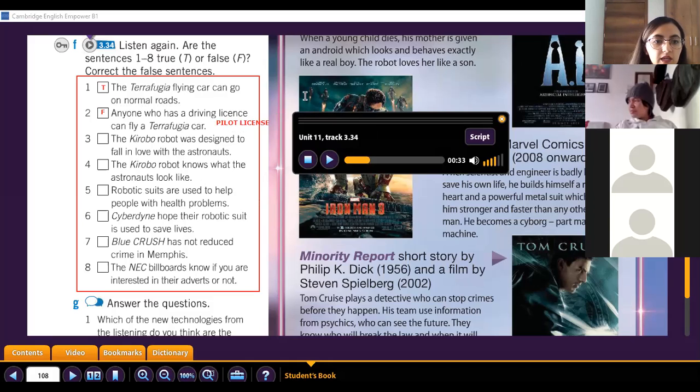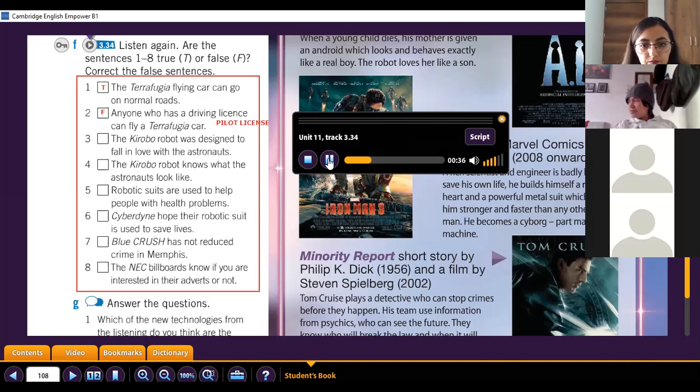We're going to listen and see if this Kirobo robot was designed to fall in love with the astronauts, or if this Kirobo robot knows what the astronauts look like. So listen carefully, guys.